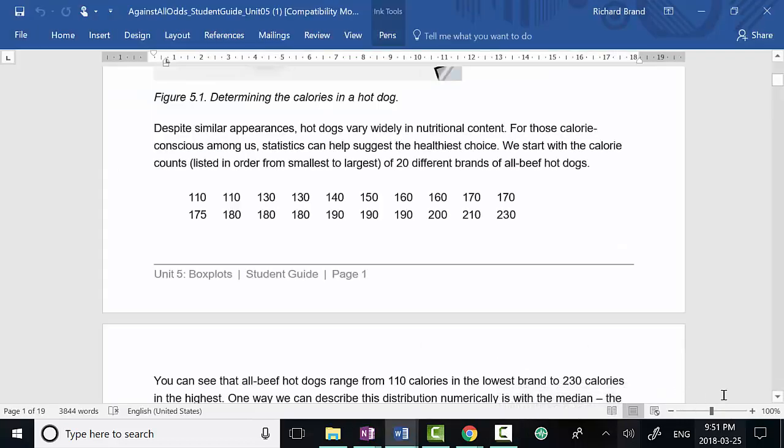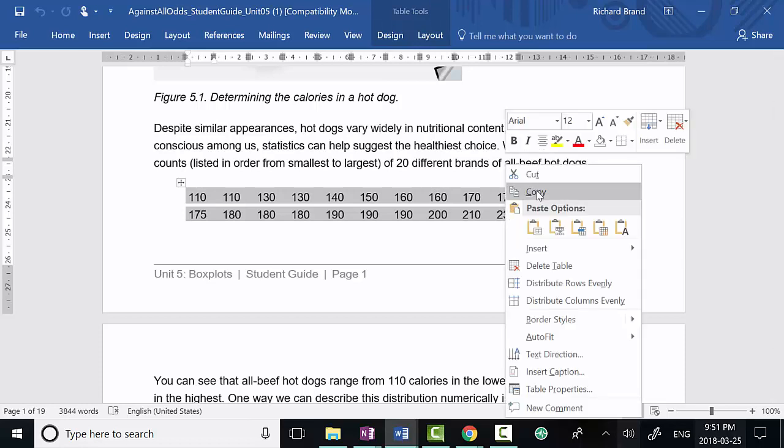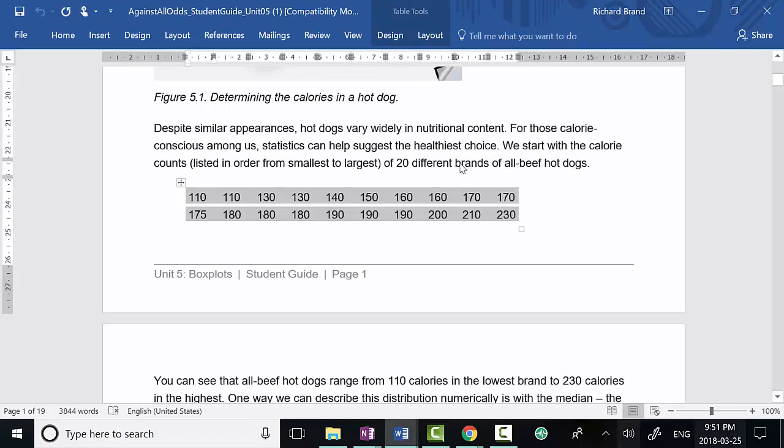So I'm going to actually demonstrate how to capture the data that was used in generating the all beef hot dog box plot in the video. So here's the data. It's already been ranked for us, 20 different brands of all beef hot dogs. I'm going to left click on one of the terms and drag my mouse, highlight all the terms, let go of the left mouse button, click the right mouse button, and press copy. And then I'm going to paste that information into the box plot generator.